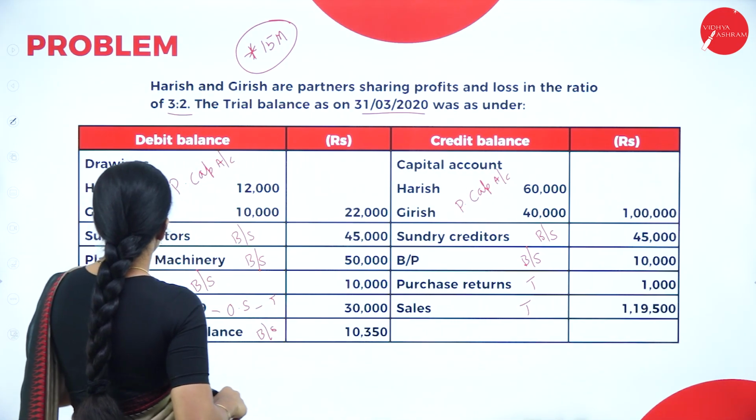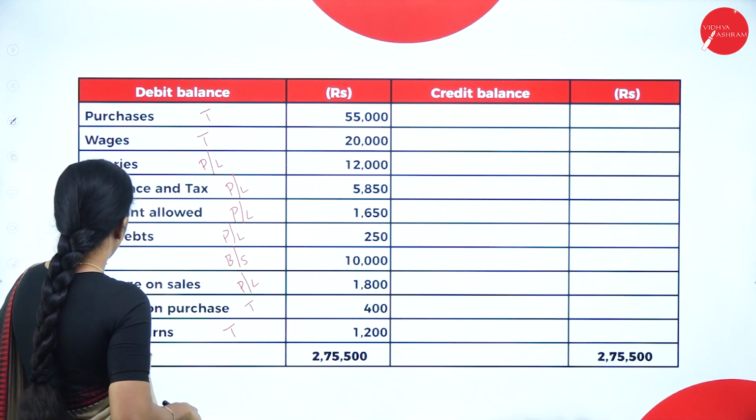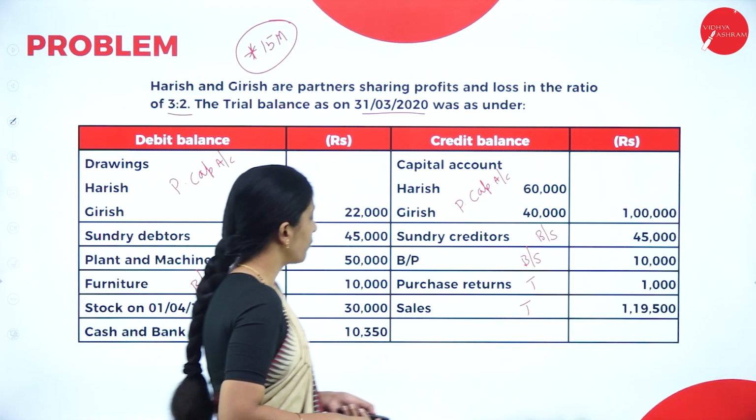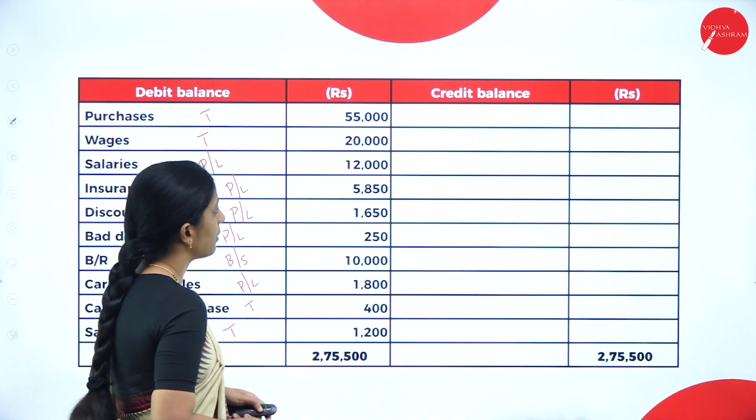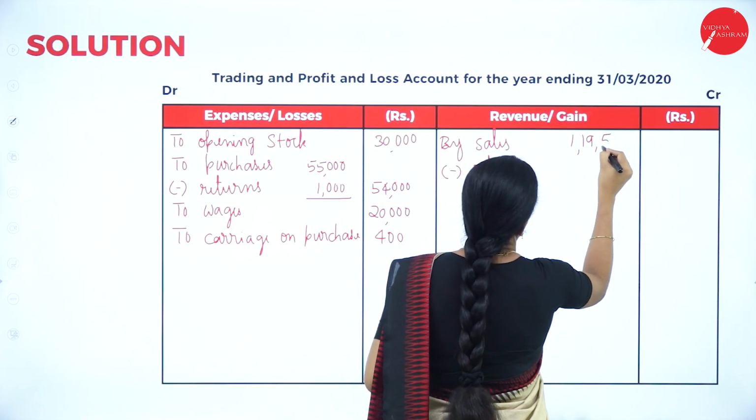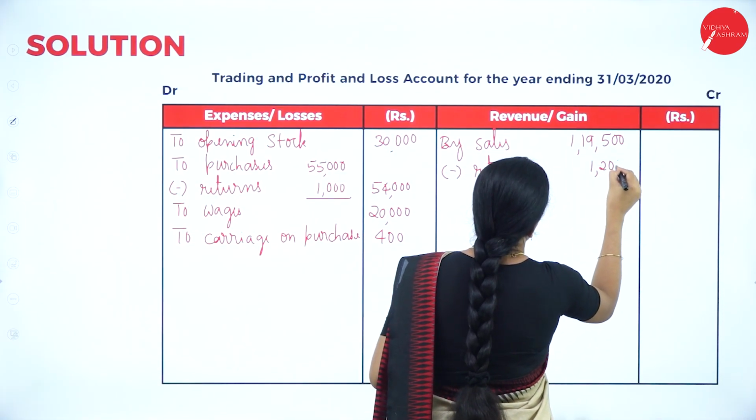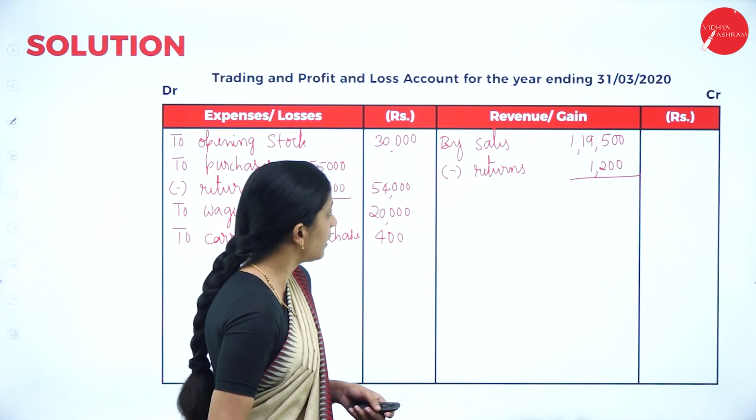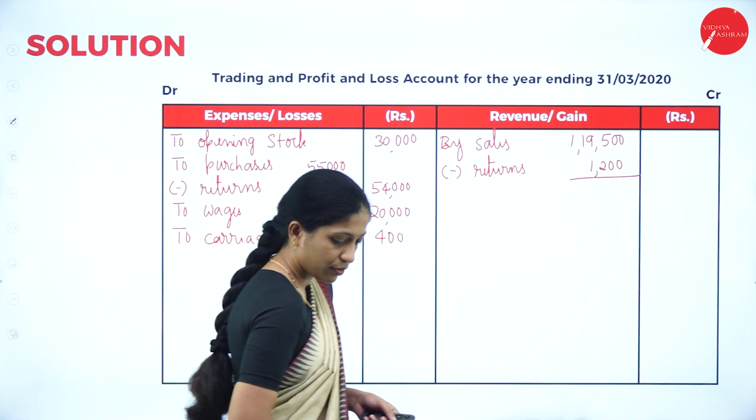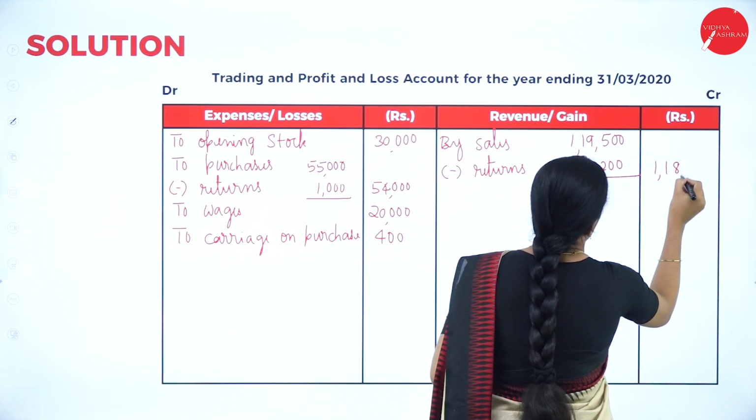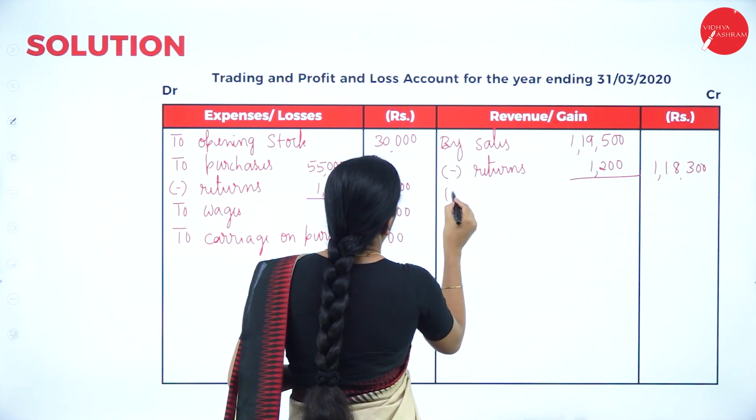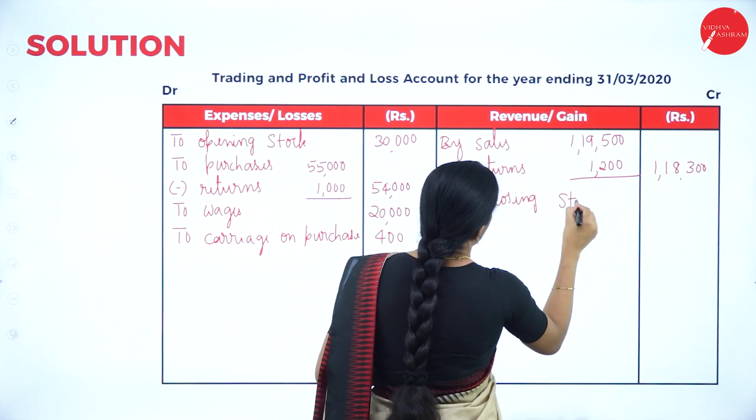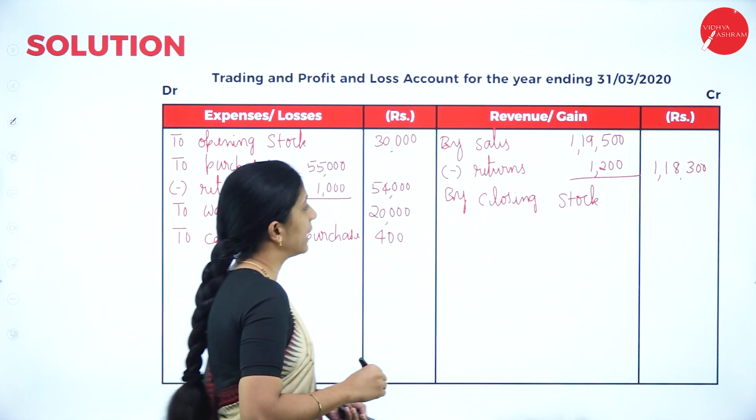1,19,500 minus sales return 1,200. So what is the amount? 1,19,500 minus 1,200. So let us see how much it is. It will be 1,18,300. And the next one is by closing stock. So they'll give you the closing stock in the adjustments.